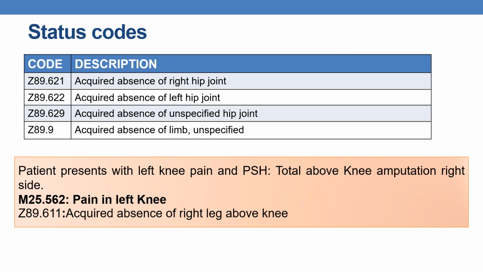The next code is Z89.621. It indicates acquired absence of right hip joint. The next is Z89.622. It indicates acquired absence of left hip joint. Next, Z89.629 indicates acquired absence of unspecified hip joint. And finally, Z89.9 indicates acquired absence of limb unspecified.